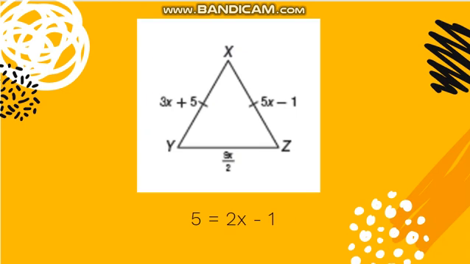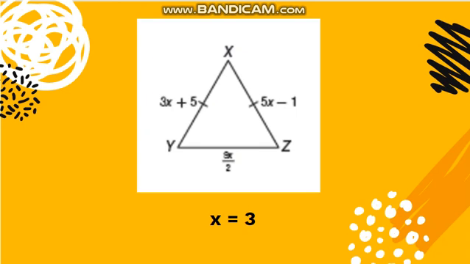And then we're going to add 1 to both sides, so that we get 6 equals 2x. And when we divide both sides by 2, we have x equals 3. And that's how we solve for x.